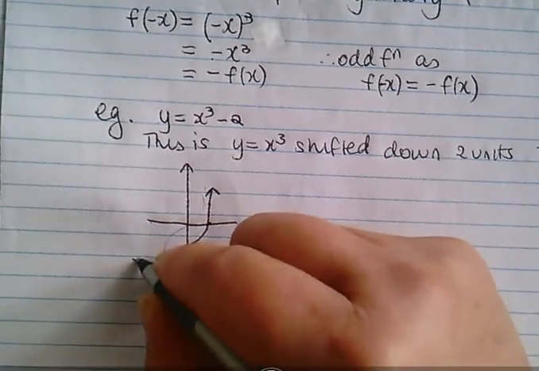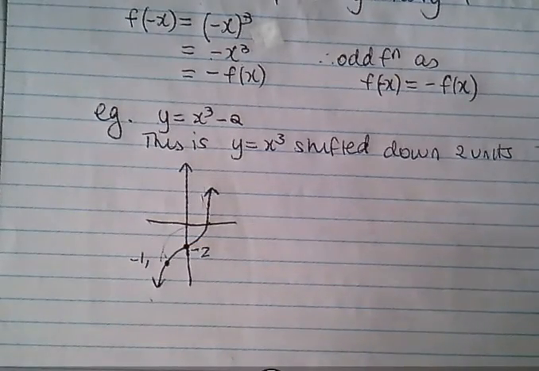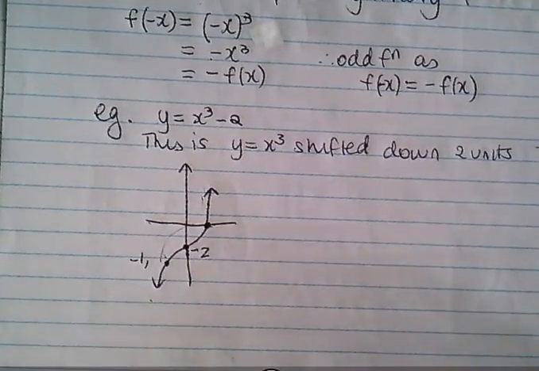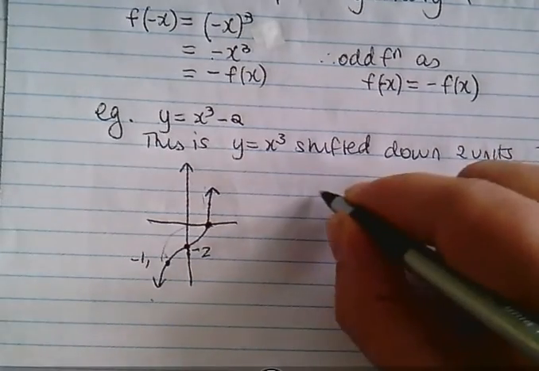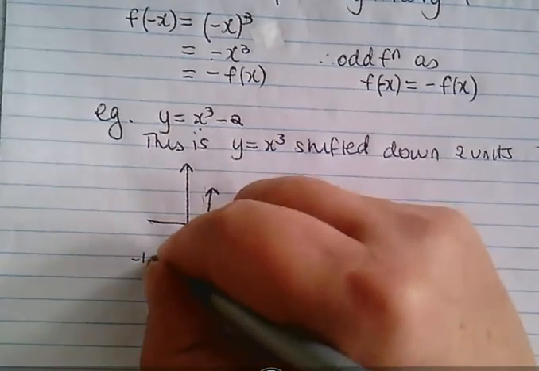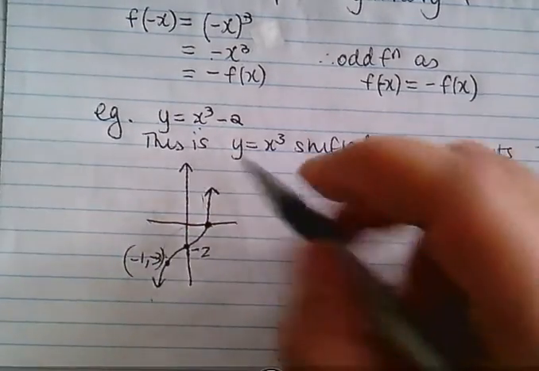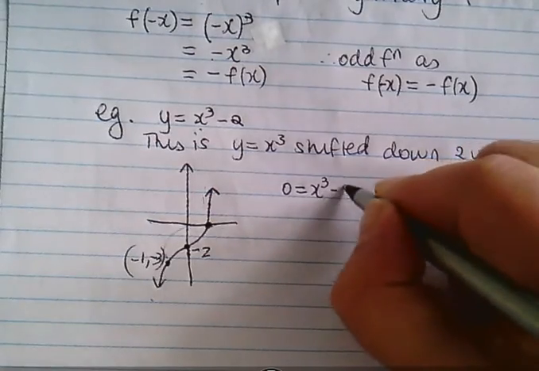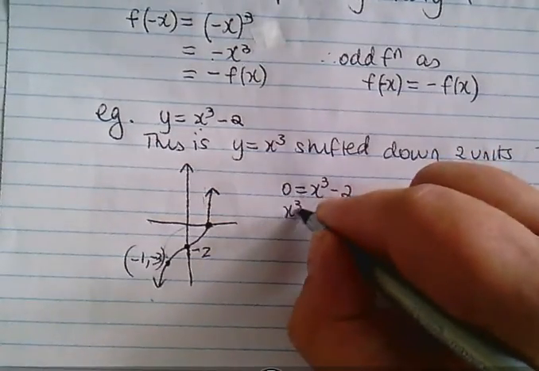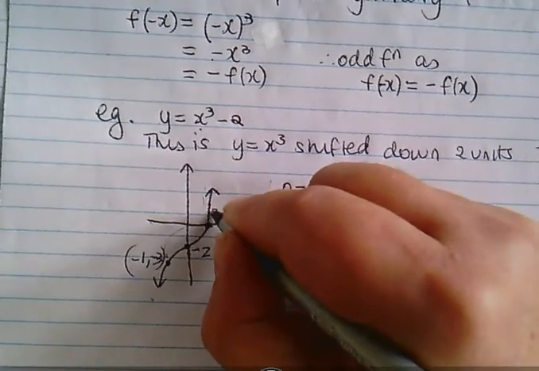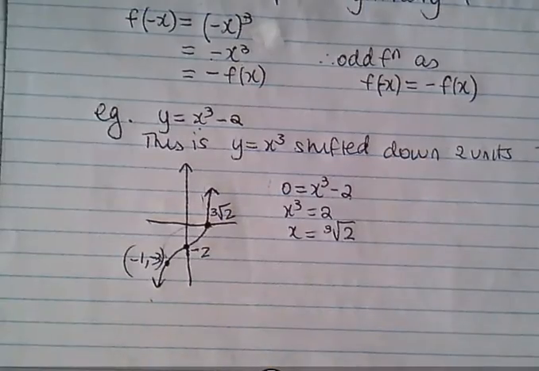Or you can put this one in, when x is negative 1, y is, and I wouldn't mind putting in this x-intercept here as well. So, what do you think? When x is negative 1, what's y? Negative 3. And when y is 0, x cubed is 2. X is the cube root of 2. So this is the cube root of 2, that x-intercept.